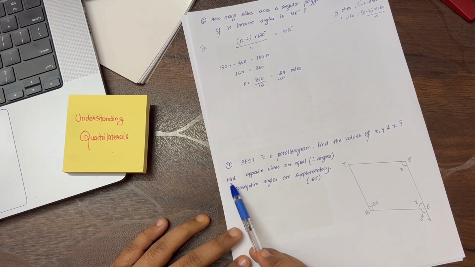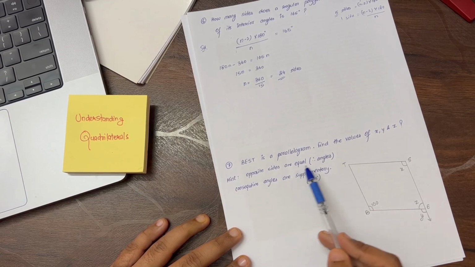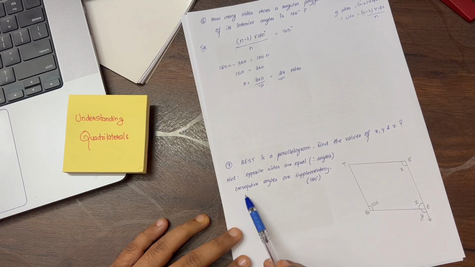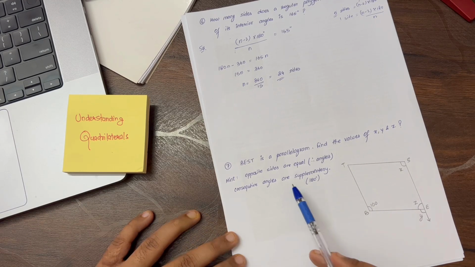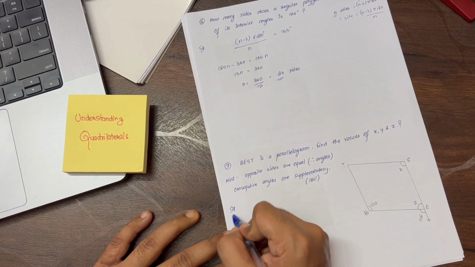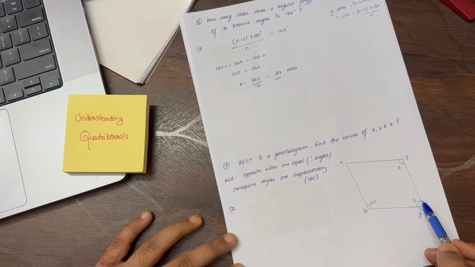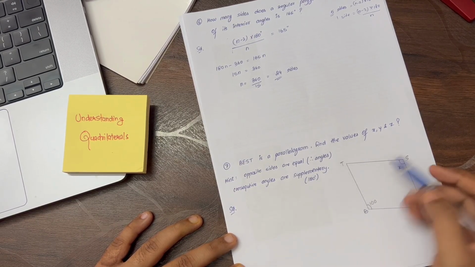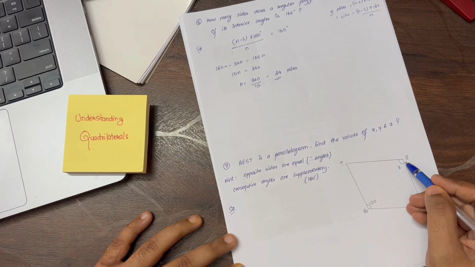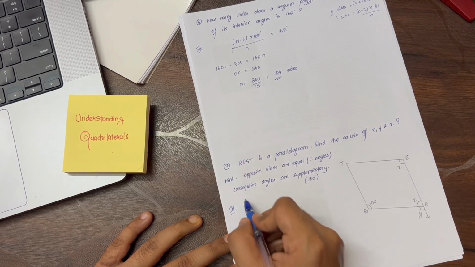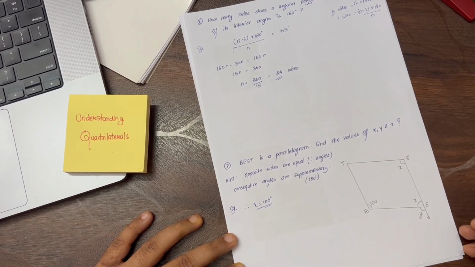So the hint is given as: opposite sides and angles are equal in a parallelogram, and the consecutive angles are supplementary. Correct? Yeah. So let's solve this. Here it is given as x, y, and z. We know that in a parallelogram opposite angles are equal. So this B is the opposite of this S angle, so x is equal to 100. So directly we have found out that our x is 100 degrees.